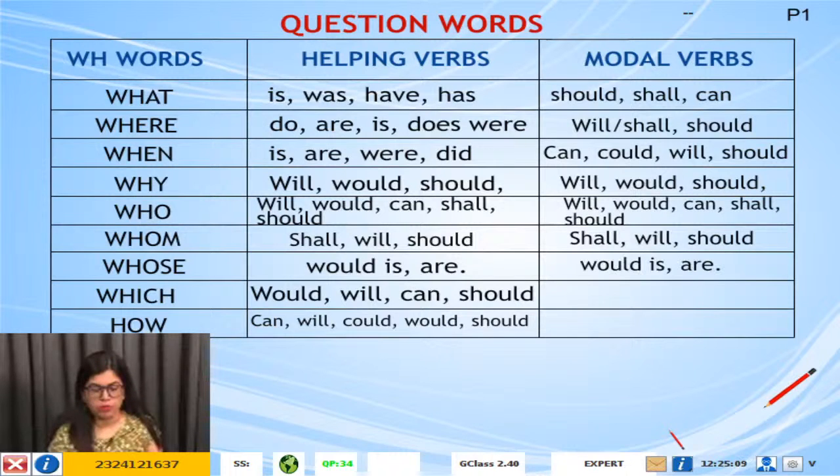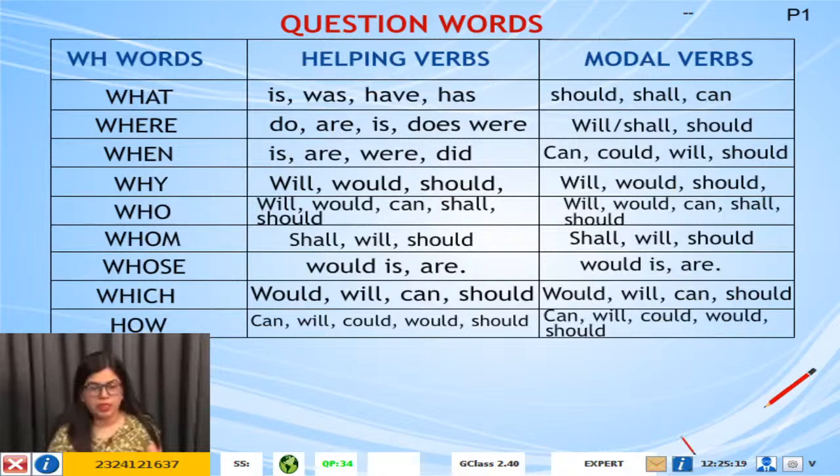Would, is, are can be used with whose. Would, will, can, should can be used with which. Can, will, could, would, should can be used with how. In this way we can use helping verbs and modal verbs with these question words.